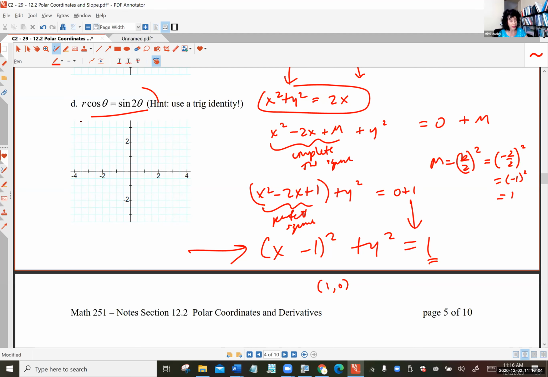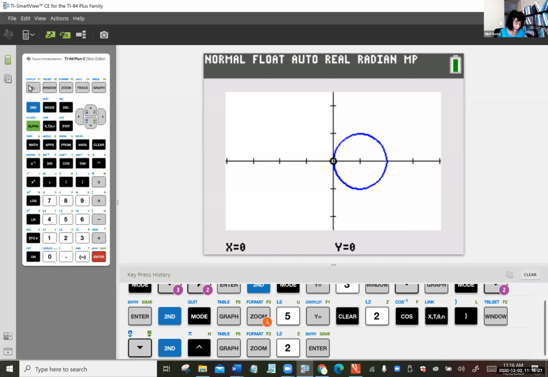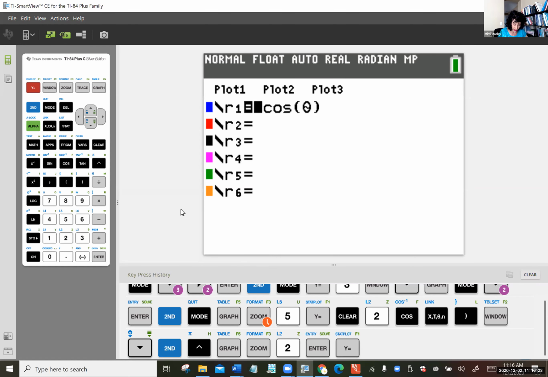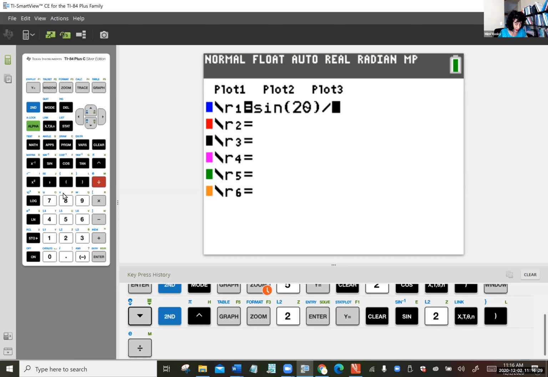If you're going to use your graphing calculator to graph it, you're going to first need to divide by cos theta, because you need r to be a function of theta. So if you do that first, then you're able to use your graphing calculator to actually graph that puppy. So if I go over here to graph it, go to y equals, and let's clear this out. And then I go sine 2 theta divided by cos theta.